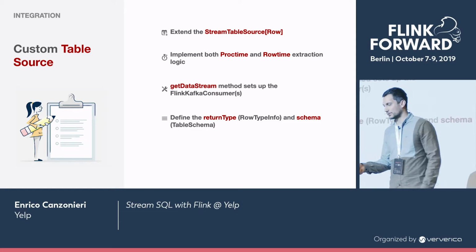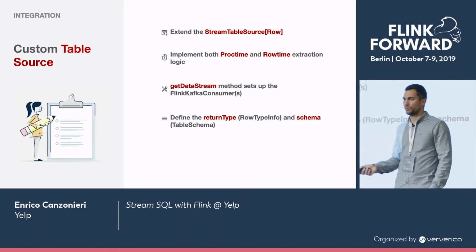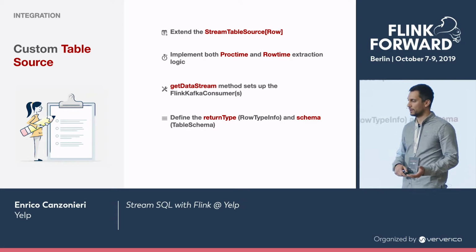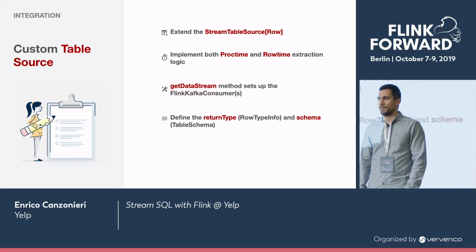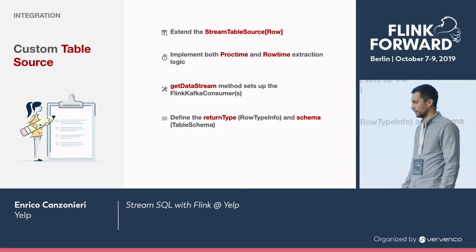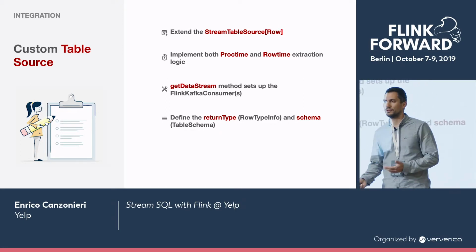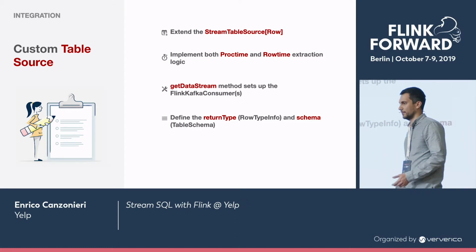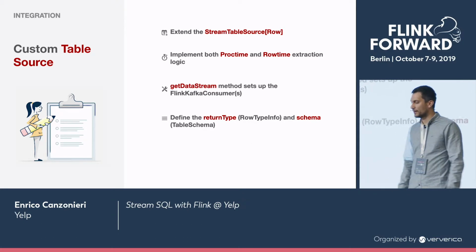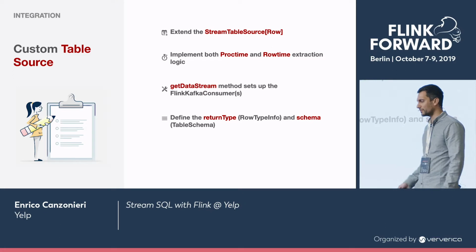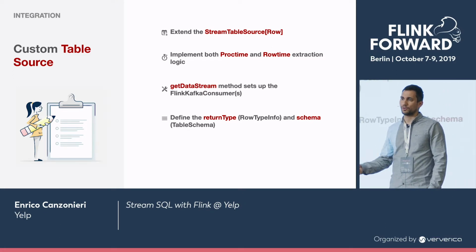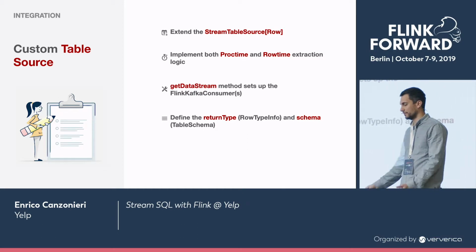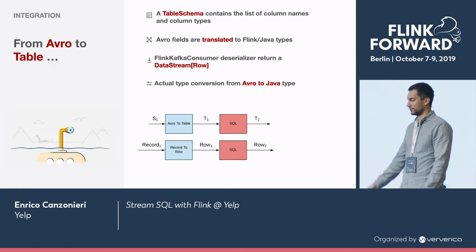You need to extend this class called stream table source. And then one thing you want to make sure you implement is the extraction of the processing time or event time. At Yelp, the way we extended it, we actually extract both, so that the user at query time can decide whether they want to use processing time or row time or event time characteristic. And then the other thing that your custom table source will do is get a data stream of type row, and that's the type that Flink knows how to manipulate when running a SQL query. And then the table schema.